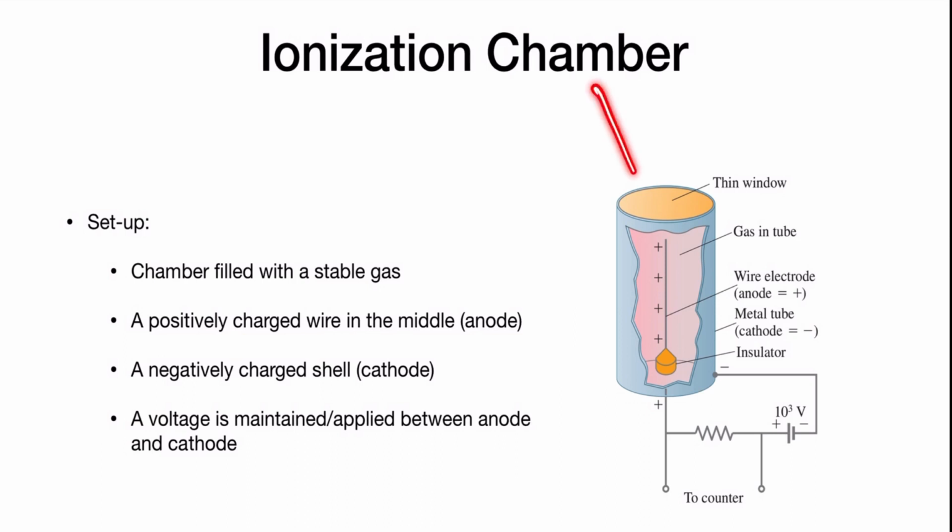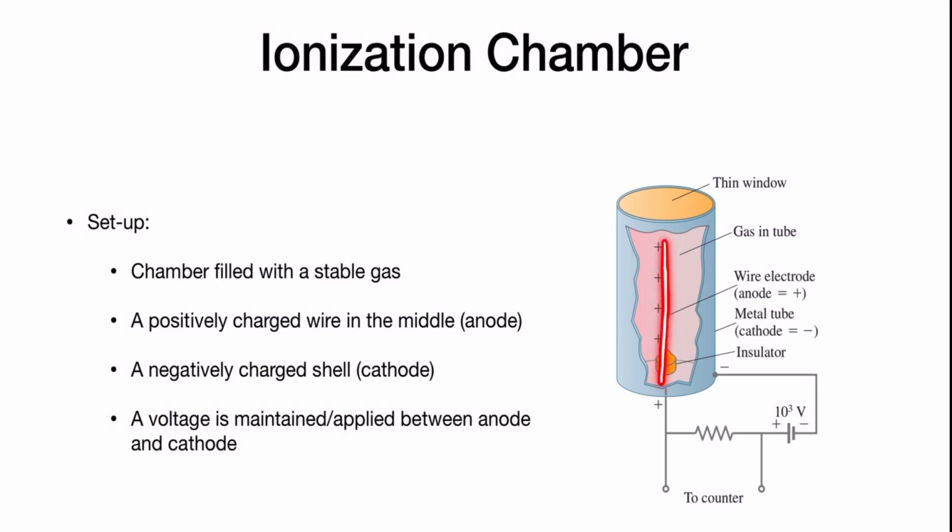You have radiation coming in through a window, and this radiation would interact with the gas molecules inside the chamber. Because this radiation is ionizing, which means it's going to remove electrons from the stable gas, these electrons that are removed from the gas are going to be accelerated toward the wire, which is positively charged. The wire is positively charged, the electrons are negatively charged, so there's going to be a force of attraction. And they're going to be absorbed over here.